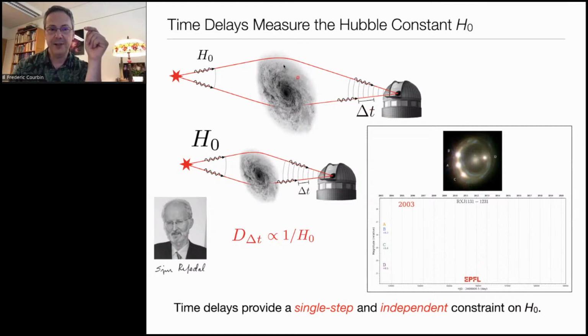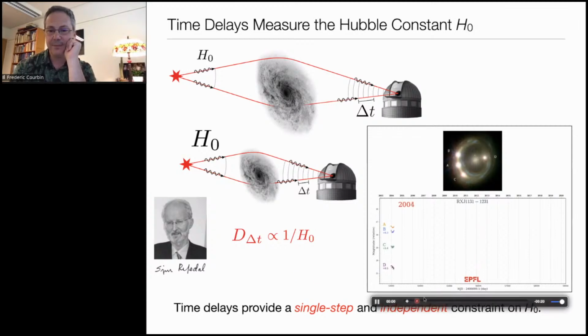Now, this time delay depends on the potential well of the lens and on the geometry of the system. So if you have a model for the lens, you measure the delay, you measure the geometry of the system, you potentially have H0 because this delay is inversely proportional to H0. Qualitatively, if you have a large universe, you have a small H0 and a large delay. In a smaller universe, the delay would be shorter and then H0 is larger. So that's the principle of the method that was proposed by Refsdal back in 1964.